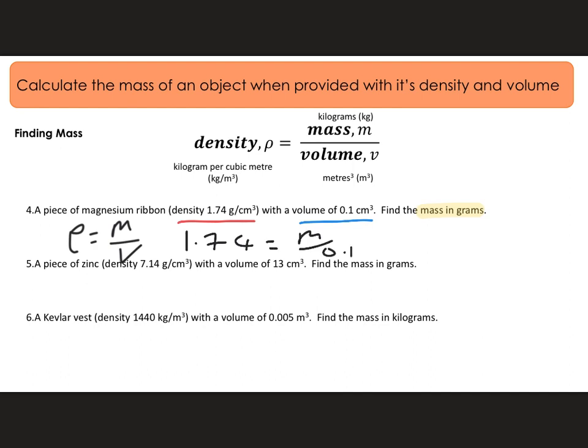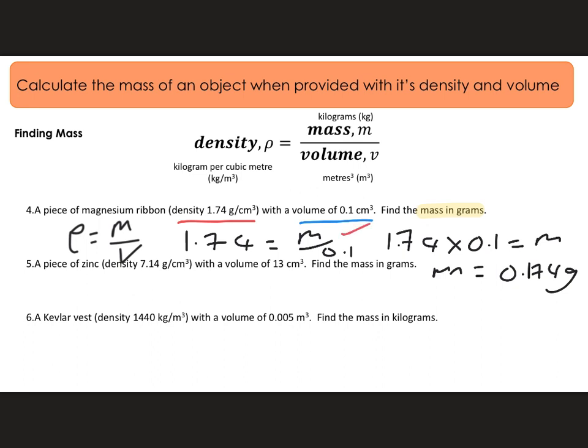So I need to then rearrange the equation. Remember, I've got a divide here, so I'm going to take that through by times-ing. So I get 1.74 times 0.1 equals my mass. And my mass will equal 0.174 grams.